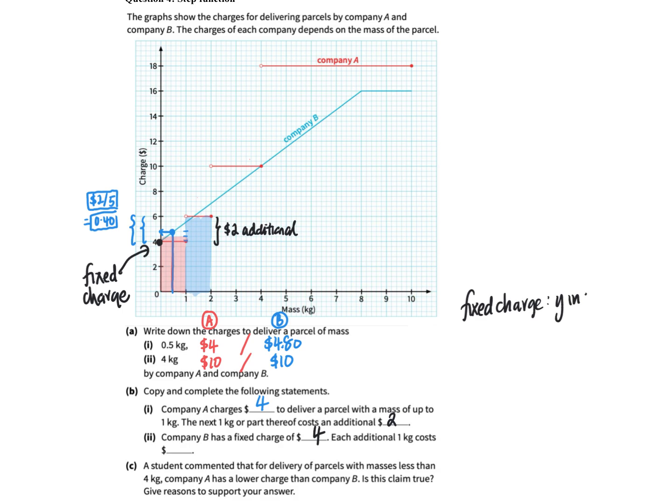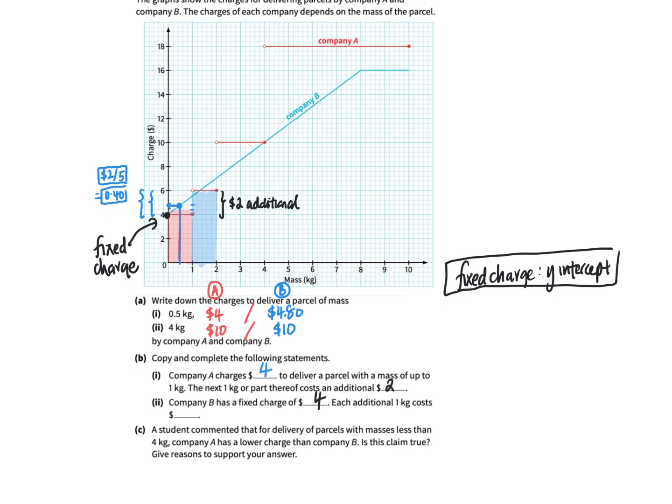This one you learn in lower sec. Fixed charge is at y-intercept. Just like you take the taxi, they already charge you a fixed charge. Then per meter, they charge you an additional amount. So now every additional kg, how much do they charge you for it? How to find?